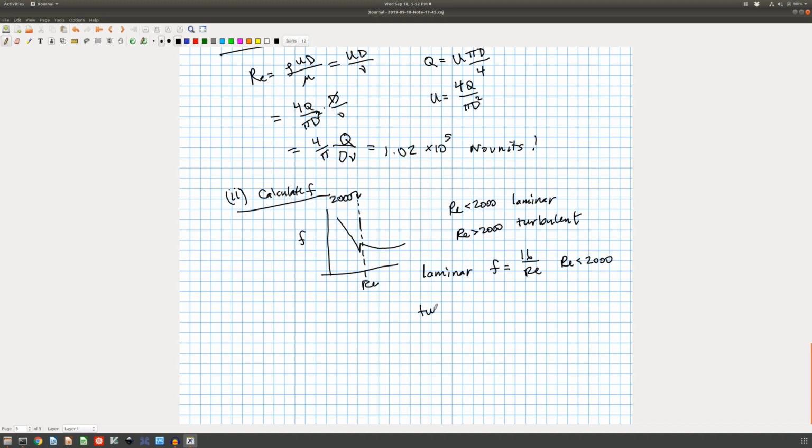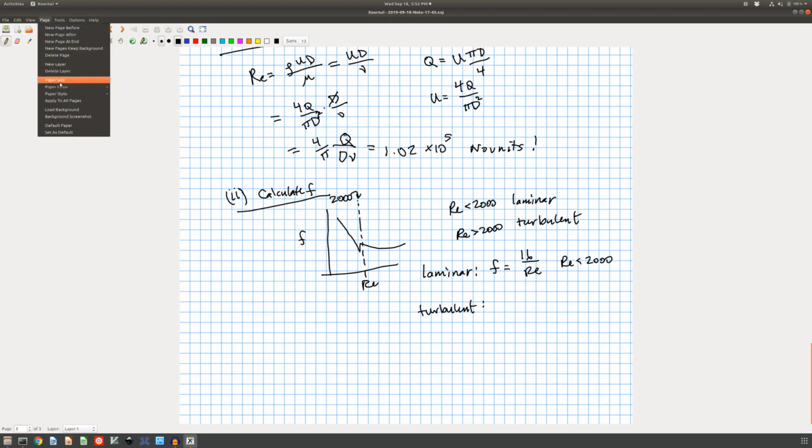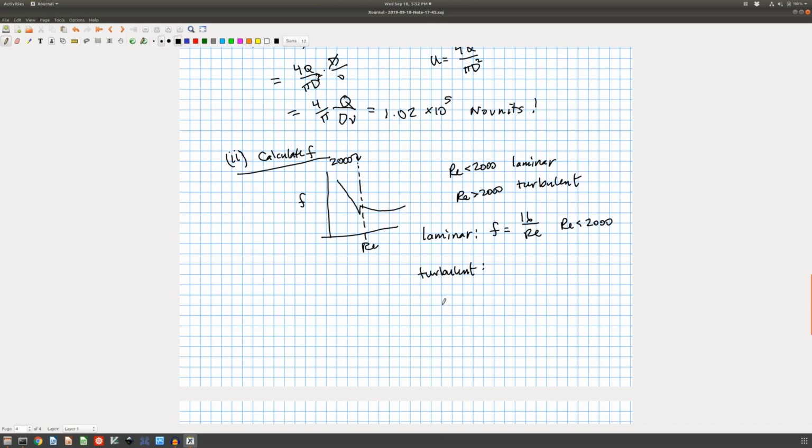For turbulent, I have a different expression. I need a little more space down here, so let me add a new page. For turbulent, I have this implicit expression: 1 over root f equals 4 log of the Reynolds number times the root of f, minus 0.4.